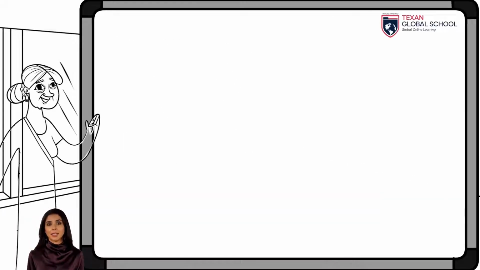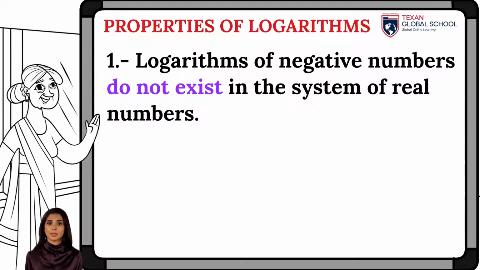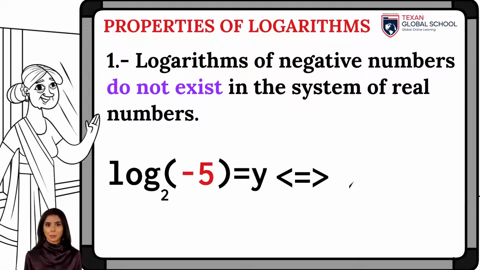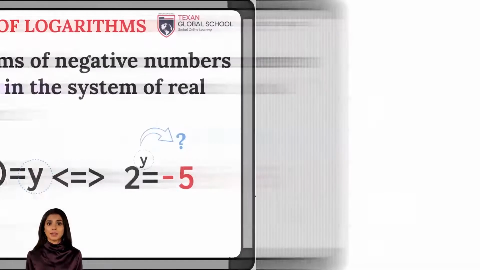On the other hand, it is important to analyze the properties of logarithms. The first property says that logarithms of negative numbers do not exist in the real number system. Such logarithms are complex numbers. We can see in the example that the logarithm base 2 of negative 5 does not exist, since there is no positive real number that, when raised to a power, results in a negative real number.